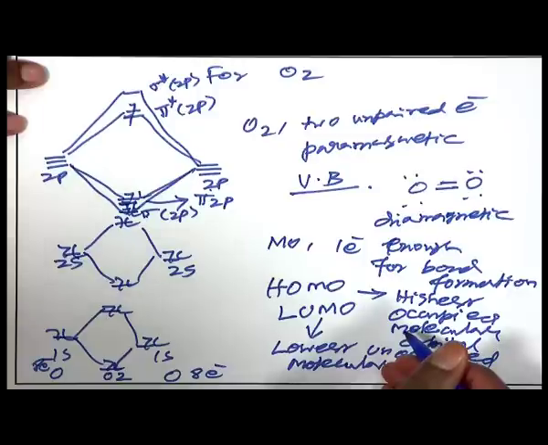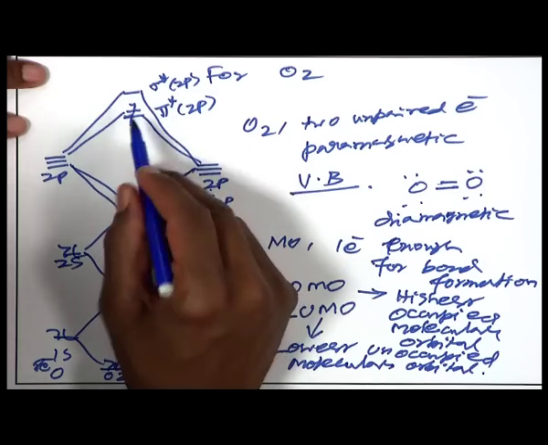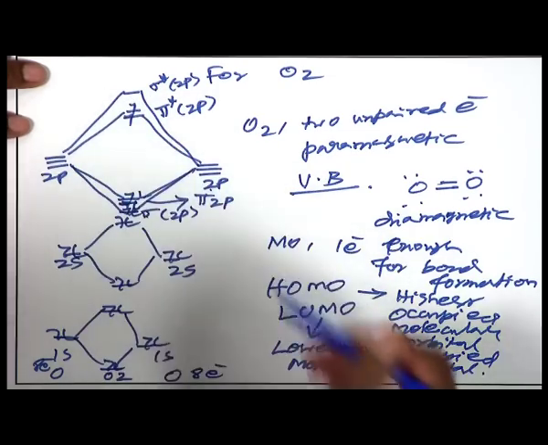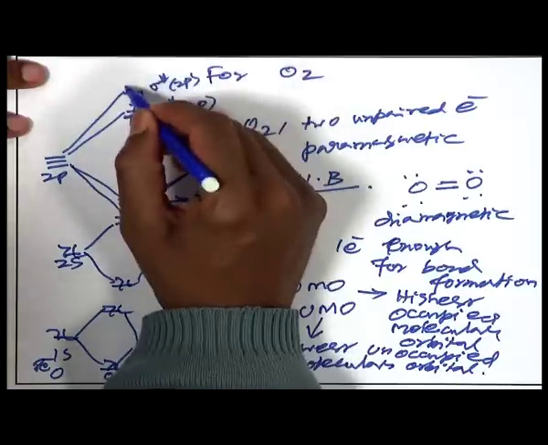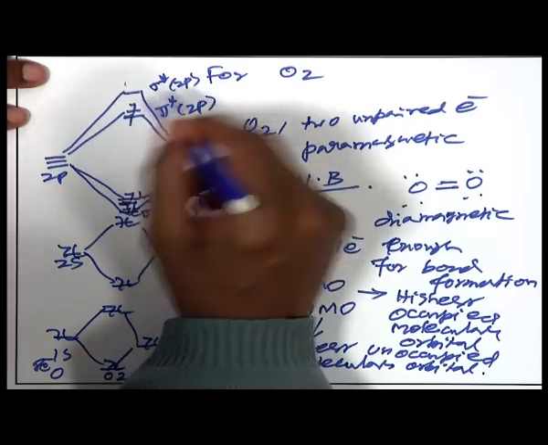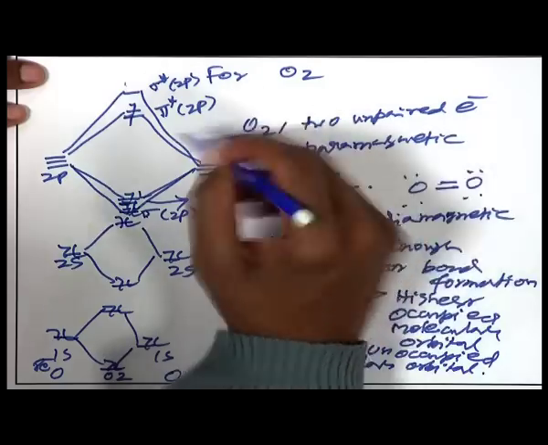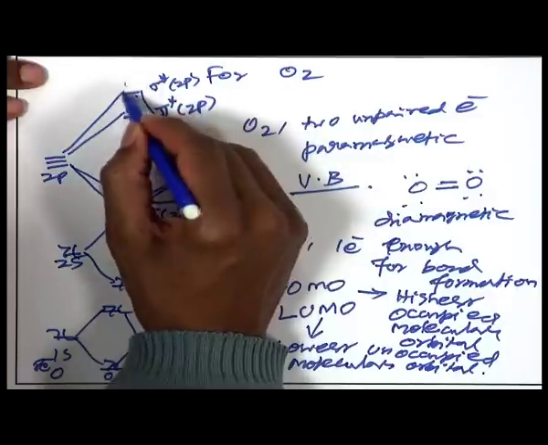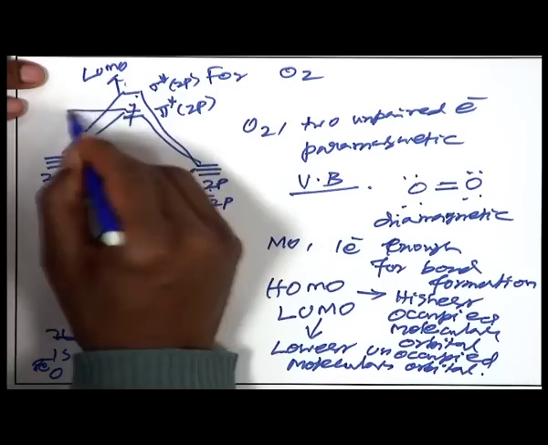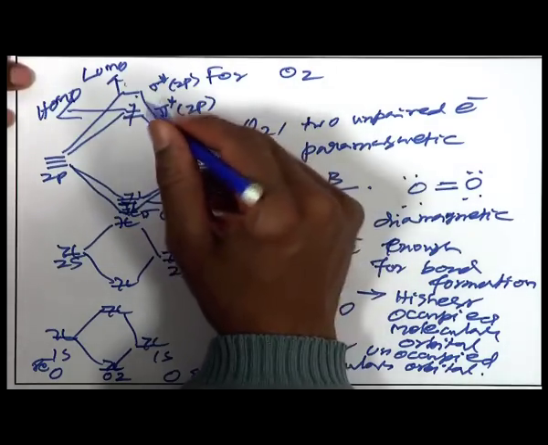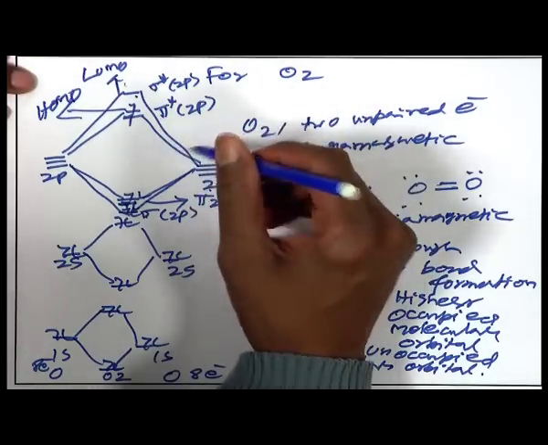HOMO is the highest occupied molecular orbital. For O2 it is the pi star orbital, because this is the orbital occupied. On top of that you have the LUMO, which is the lowest unoccupied molecular orbital. On top of this there are some more orbitals which are not shown here. So this is the first unoccupied molecular orbital, called the lowest unoccupied molecular orbital. This is the LUMO, this is the HOMO for O2. It changes, and you can find out based on the occupancy of the orbitals. You can find out for every molecule which is LUMO and which is HOMO.